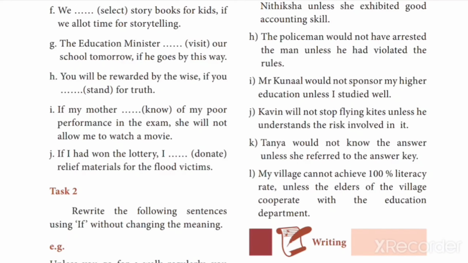My village cannot achieve 100% literacy rate unless the elders of the village cooperate with the education department. When we replace unless with if, the verb cooperate should be changed into a negative one and so it should be written as do not cooperate, because the subject of the if clause here is the elders, which is plural. So the answer is, my village cannot achieve 100% literacy rate if the elders of the village do not cooperate with the education department.